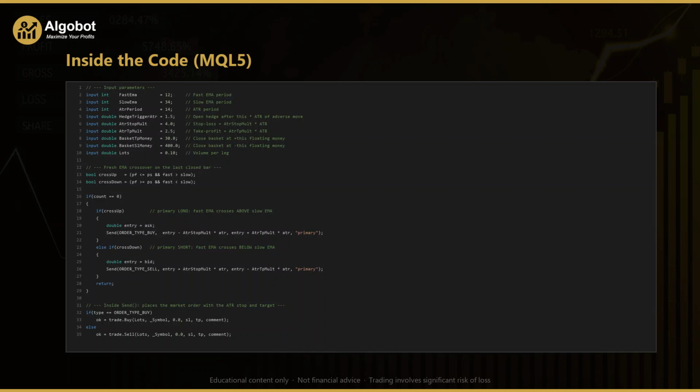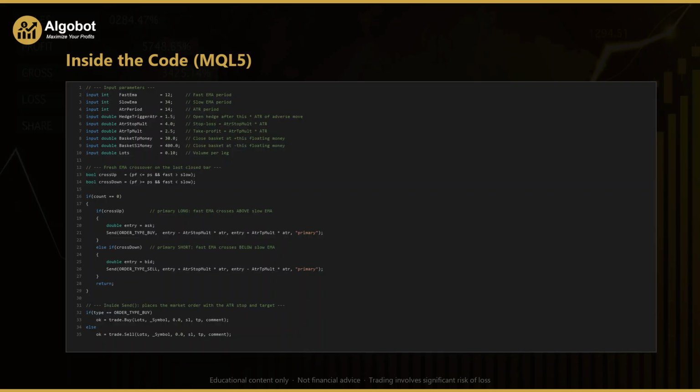HedgeTriggerAtr decides how far the primary must move against you in ATR multiples before the hedge is added. ATR stop multiple and ATR TP multiple scale the stop loss and take profit, while BasketTpMoney and BasketSlMoney set the profit target and risk cap for the whole basket. Lots is the volume for each leg.